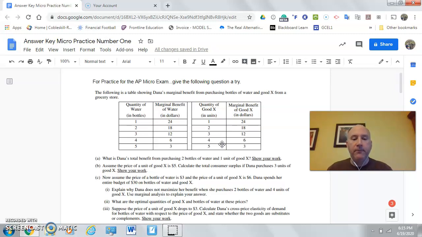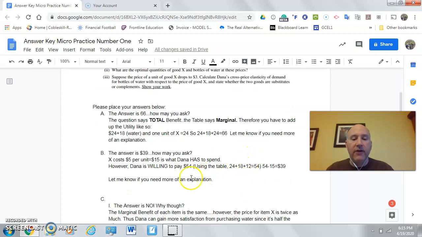Hold that number. And then you take 18 plus 12. Sorry, I thought you could see me pointing to the screen. 18 plus 12, which is 30, plus 24, which is 54. 54 minus 15 is 39. And that's how we get the answer for that one.